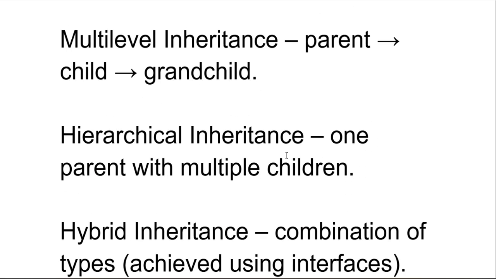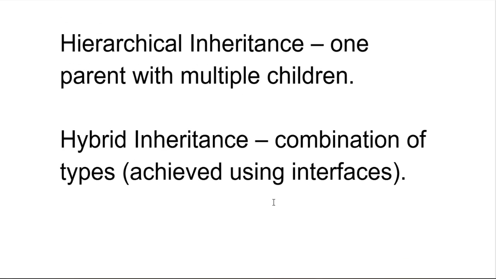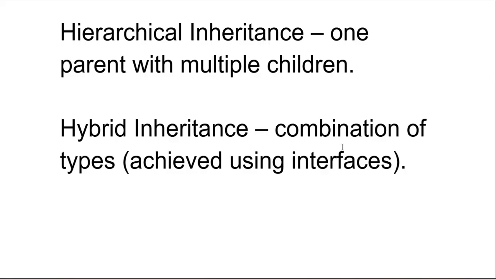But for understanding purposes, let's understand this a little more. Hierarchical inheritance has one parent with multiple children. Hybrid inheritance is the combination of types, achieved using interfaces.